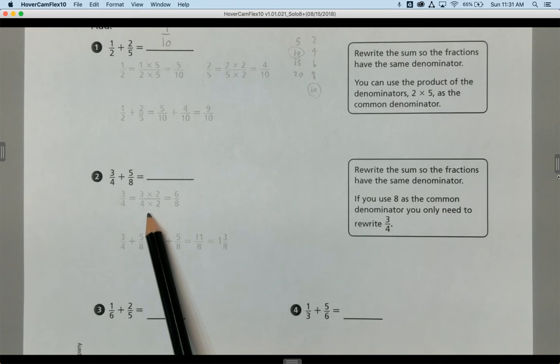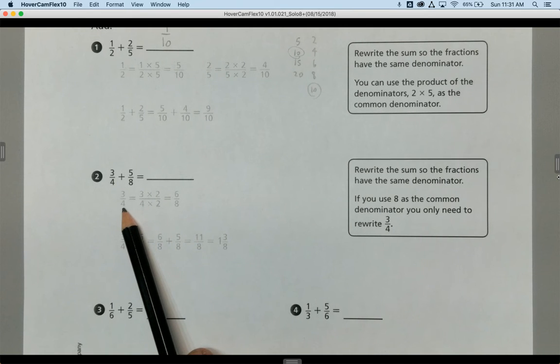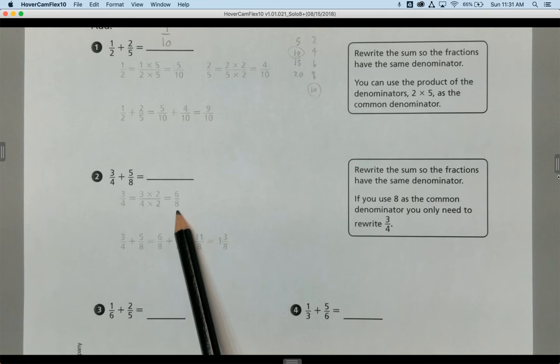If I start with 3/4 and want to rewrite it as an equivalent fraction where the new denominator is 8, I've got to multiply the bottom by 2. What I do to the bottom, I must do to the top. 3/4 therefore becomes 6/8. Now, I can add 6/8 and 5/8 together because the denominators match. 6 plus 5 is 11.